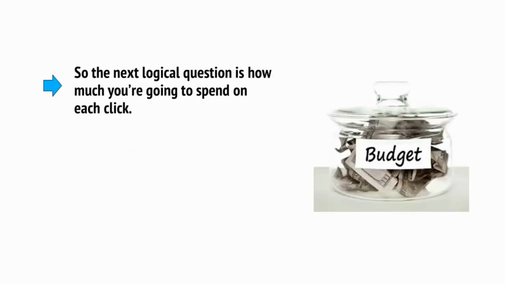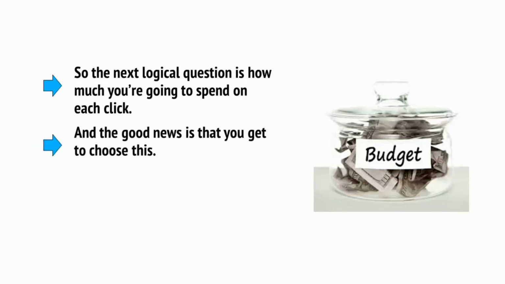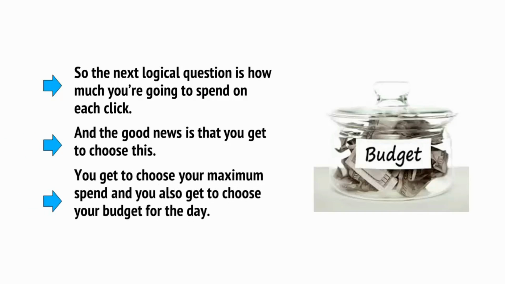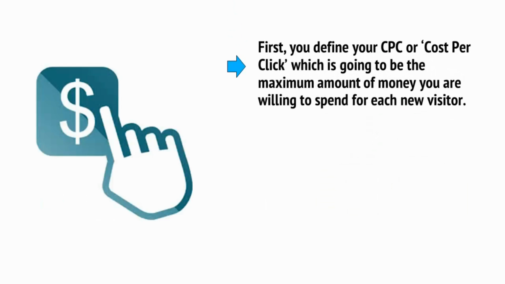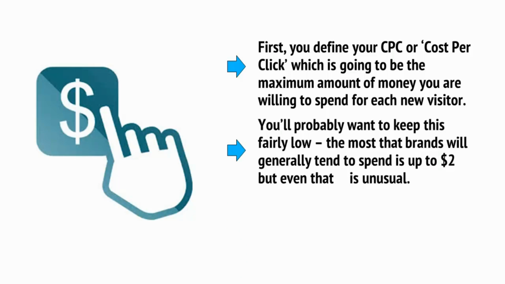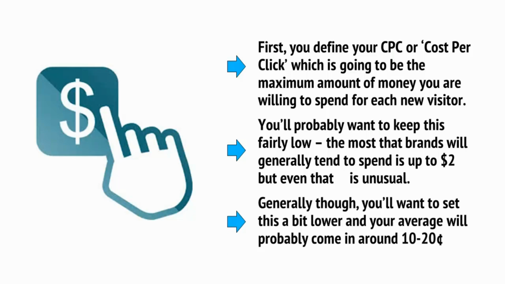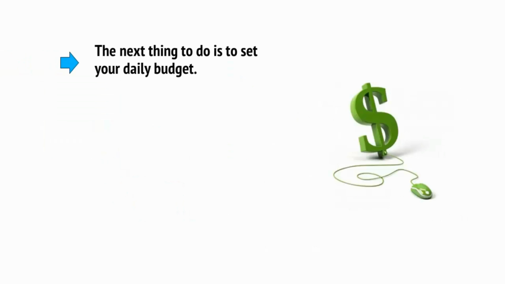So the next logical question is how much you're going to spend on each click. And the good news is that you get to choose this. You get to choose your maximum spend and you also get to choose your budget for the day. First, you define your CPC, or cost per click, which is going to be the maximum amount of money that you're willing to spend for each new visitor. You'll probably want to keep this fairly low. The most that brands will generally tend to spend is up to $2, but even that's unusual. Generally, though, you'll want to set this a bit lower and your average will probably come in at around 10 to 20 cents.